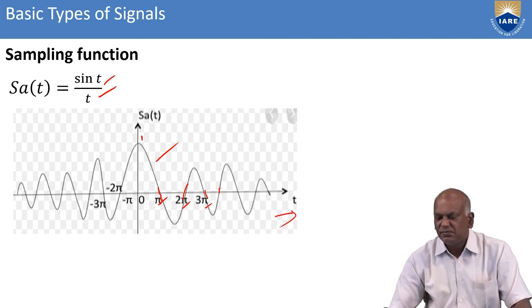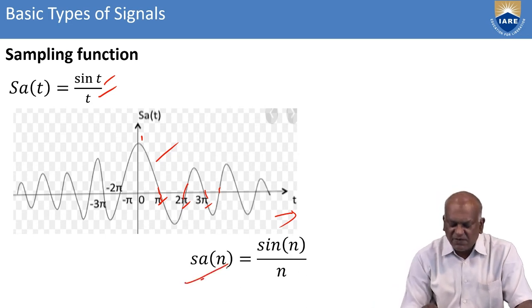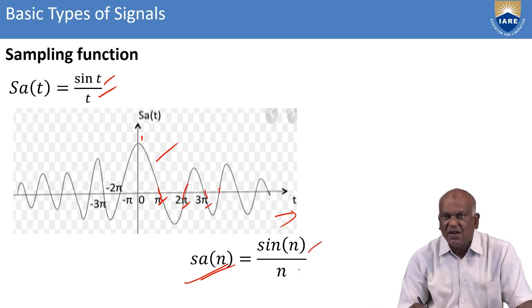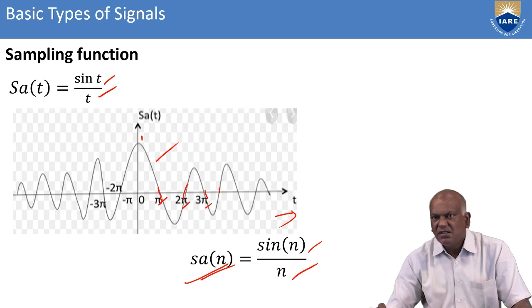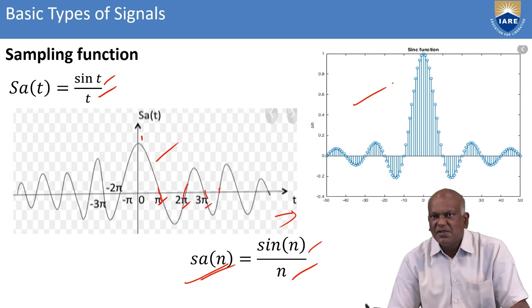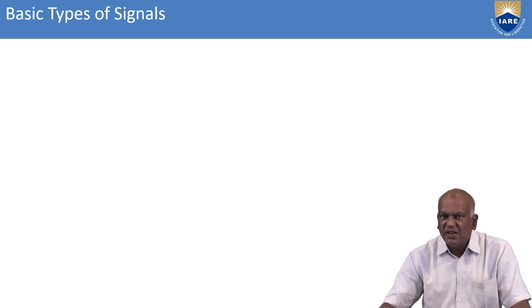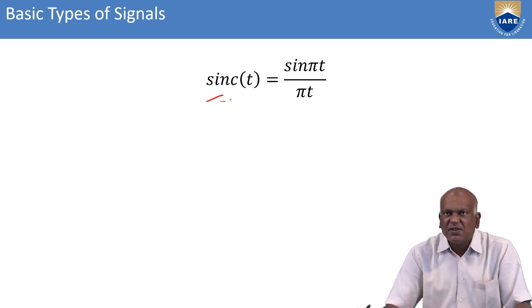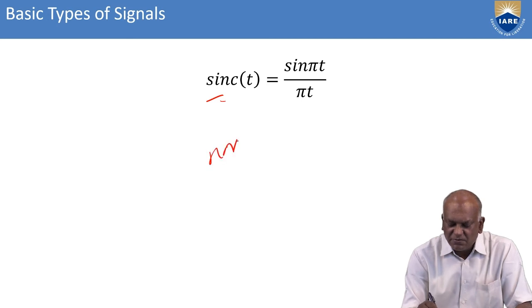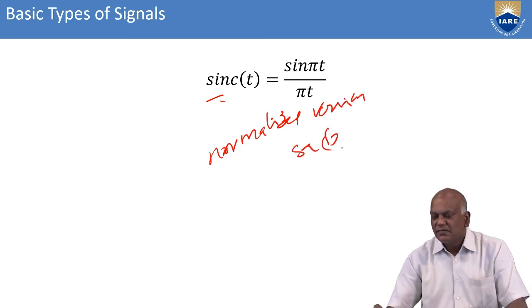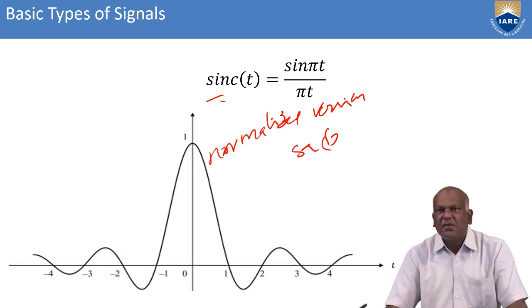This is the expression for the discrete time signals: Sa of n equals sin of n divided by n. This is a sampling sequence, the discrete time sampling sequence. These are the graphical representations of the discrete time sampling sequence. We also define the sinc function. The sinc function is nothing but a normalized version of the sampling function Sa of t.